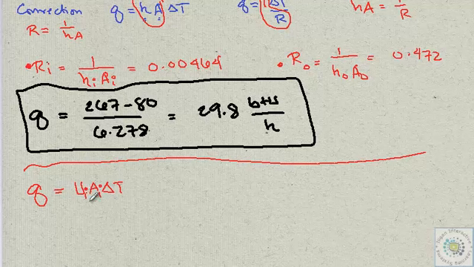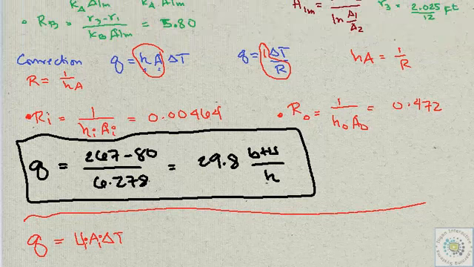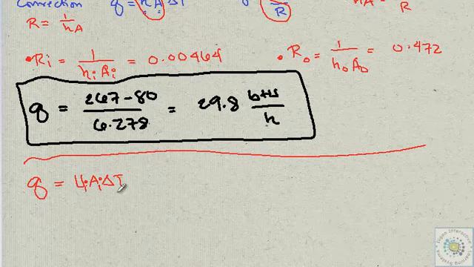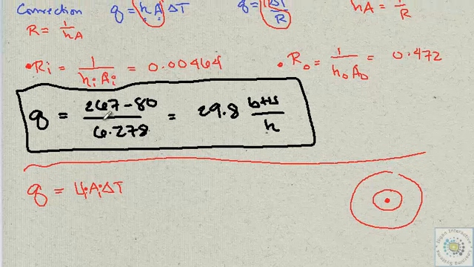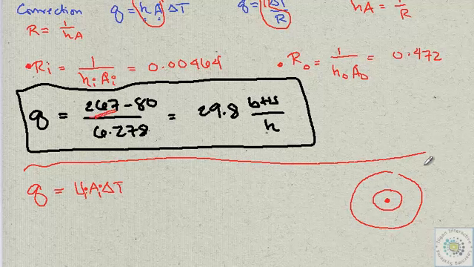Okay, and we already know what delta T is. Delta T is simply the difference, the total driving force. We know that the fluid flowing inside your pipe is at 267, and the air is at 80 only. So the driving force is already known. In this case, delta T is simply 267 minus 80.